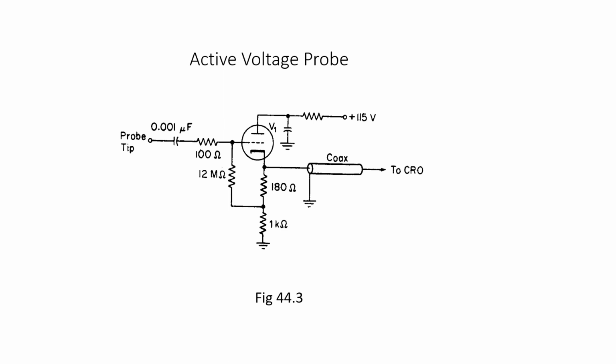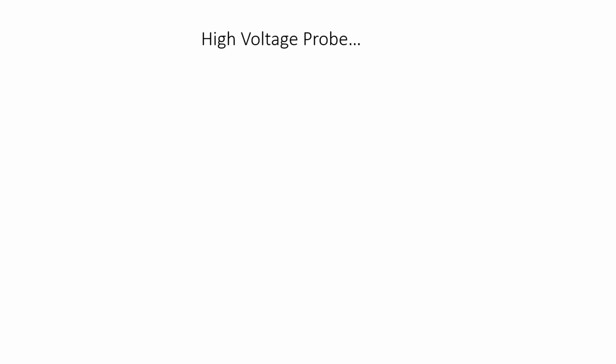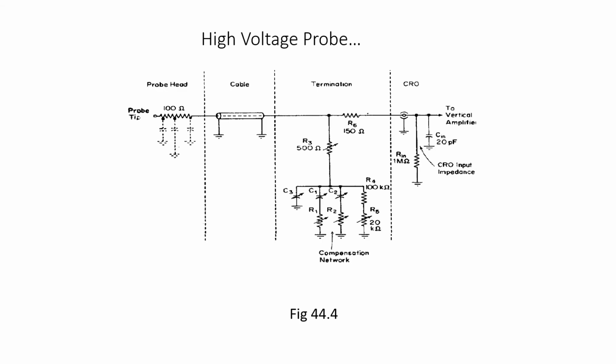Here you can see a transistor, a coaxial cable to the probe tip and to the CRO. This is a high voltage probe used to connect kilovolt signals to the conventional CRO. The probe head has high impact thermoplastic material, with special protection from shock hazards. You see the probe: you have a probe head, your coaxial cable, and the termination connecting to the CRO.